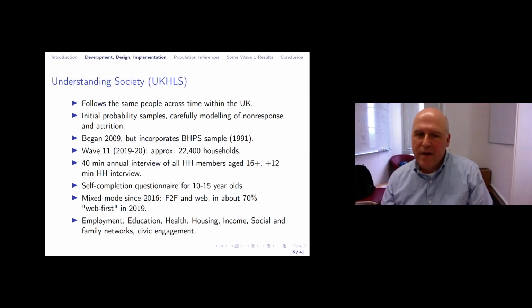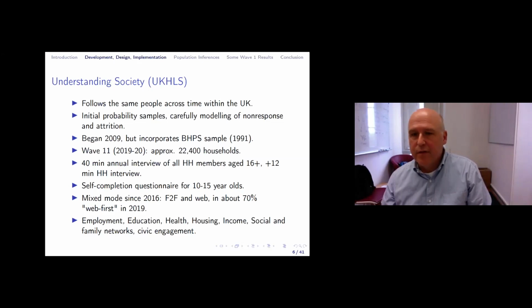It began in 2009, but incorporates the BHPS sample, which goes back to 1991. So for a subset of our respondents, we have very, very long-run information, and in some cases, intergenerational information. At wave 11, which was in field in 2019 and 2020, there are approximately 22,400 households in the study. So it's a very large study.